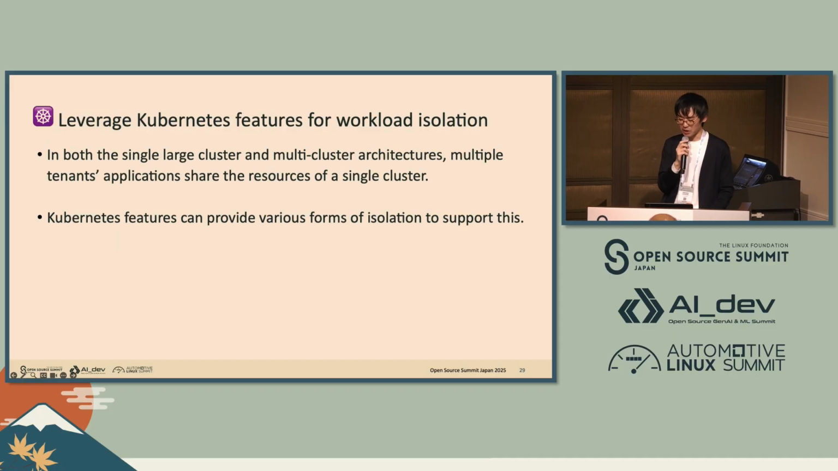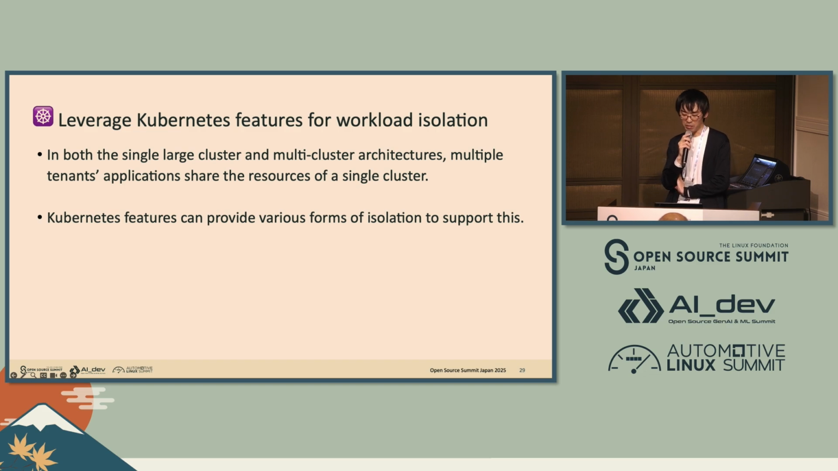First, let's talk about using Kubernetes features to separate workloads. In both single cluster and multi-cluster architectures, it's common for applications from multiple tenants to run inside the same Kubernetes cluster. Because of that, we need proper workload separation within Kubernetes itself. Kubernetes already provides several features that help with this. Understanding these features and using them effectively is an important best practice.